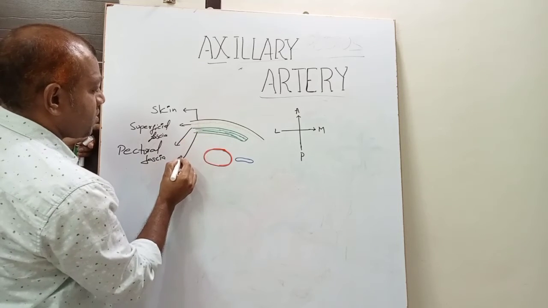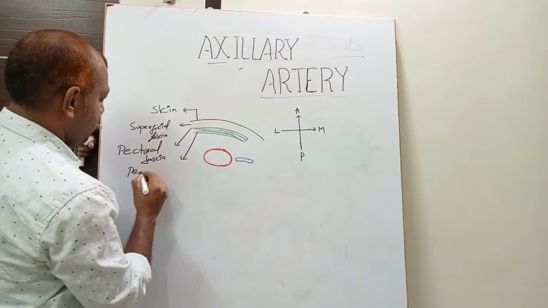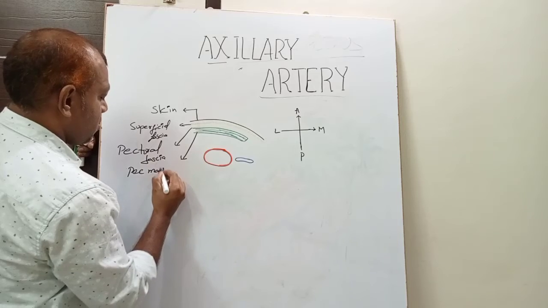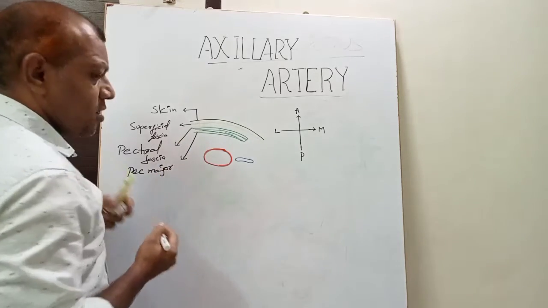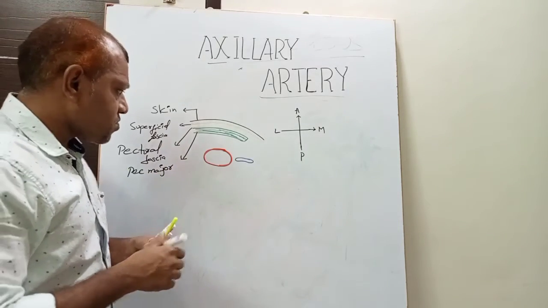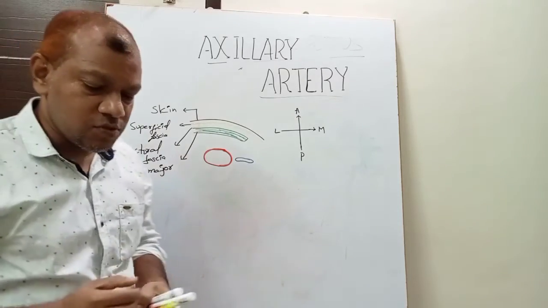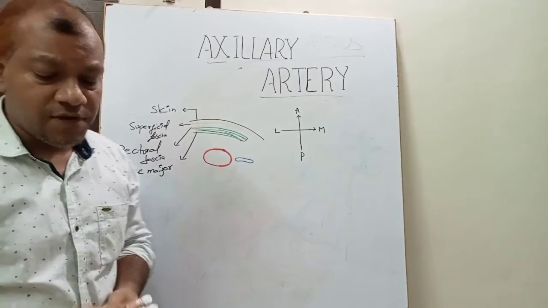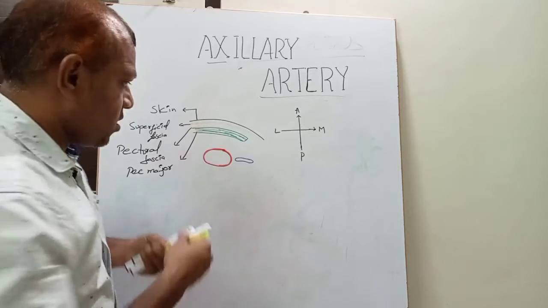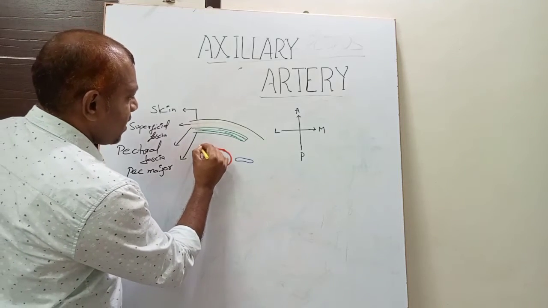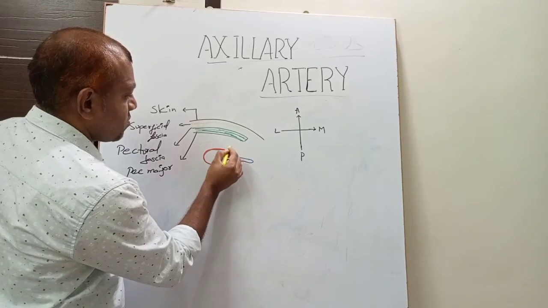And underneath this pectoral fascia we can identify pectoralis major. So these are the relations. And what are the other relations which are present anterior to the first part of axillary artery? So there is a loop between medial and lateral pectoral nerves.